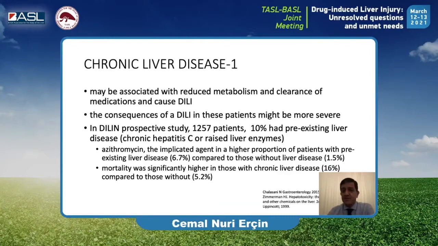In the DILI Network prospective study published in 2015, they followed more than 1,000 patients, of whom 10% had pre-existing liver disease, mainly chronic hepatitis C or raised liver enzymes. Azithromycin was found as the implicated agent in a higher proportion of patients with pre-existing liver disease compared to those without liver disease. Mortality was significantly higher in those with chronic liver disease compared to those without.